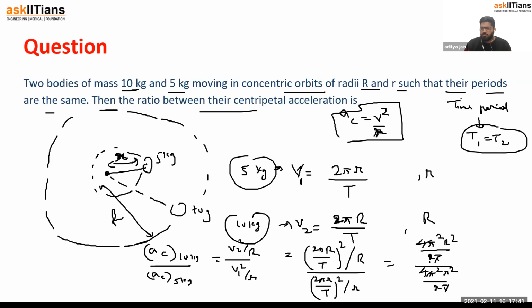4 pi square cancel out. From R square, one R will get cancelled out. From small r square, one small r will get cancelled out. So you will get the answer R by r. This is the required ratio of centripetal acceleration between the 10 kg and 5 kg mass.